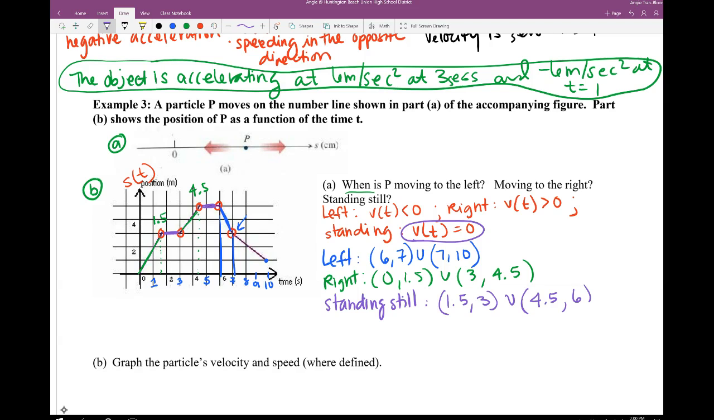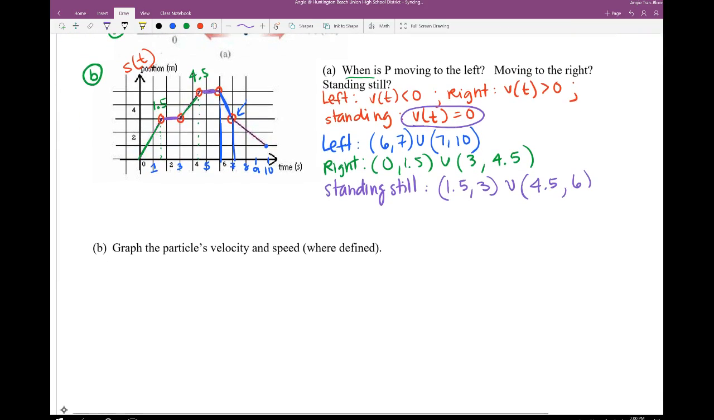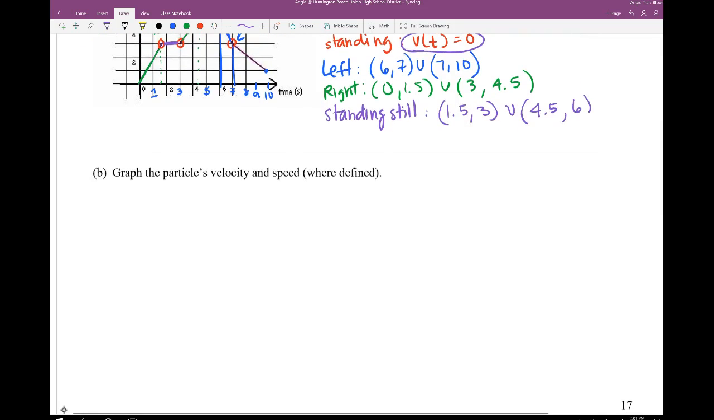All right, part B. Graph the particle's velocity and speed where defined. So I'm going to do 2, velocity and speed. Let's do velocity over here.